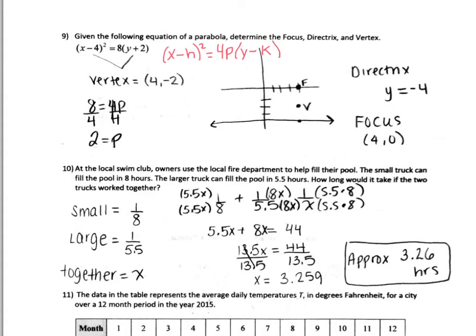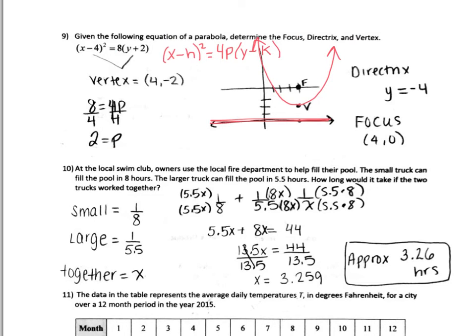I drew a sketch over here of the vertex at positive 4, negative 2. Since my p value, the number in front, 8, is positive, I know that my parabola has to open upward. If it's opening upward, that means my directrix has to be below it. Now, do you see how this 8 and 4p are in the same spot? So that must mean my p is 2.